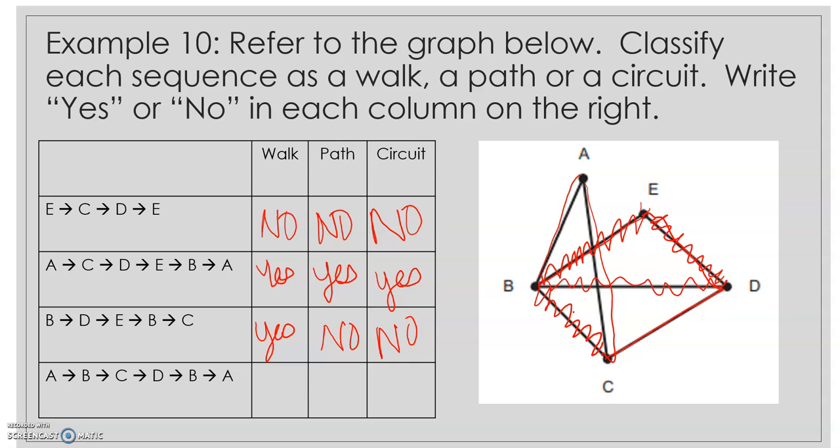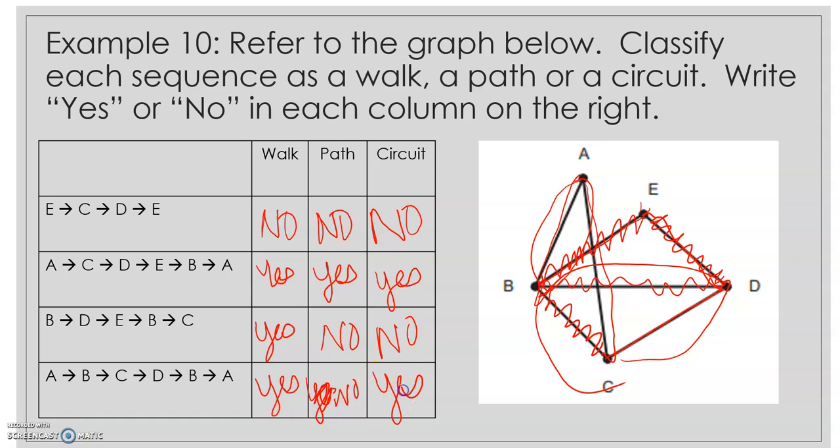And the last one, A to B, B to C, C to D, D to B, and B to A. Yes, it's a walk. Oh, no, it's not a path. Yes, it's a circuit.